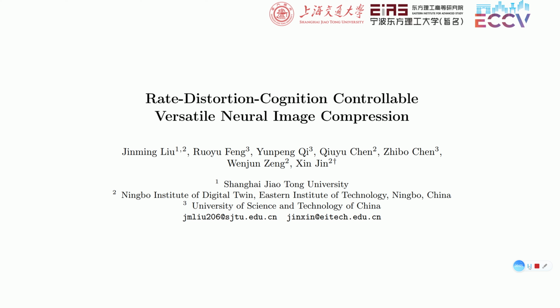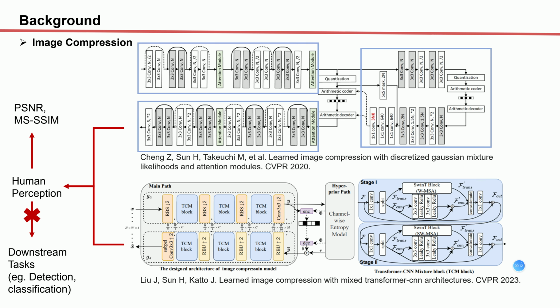The title of our paper at ECCV is Rate-Distortion-Cognition Controllable Versatile Neural Image Compression. First, let me briefly introduce image compression. The goal of image compression is to compress images into high compression rate binary bit streams while maintaining high fidelity.